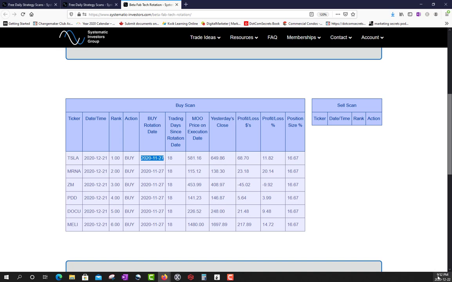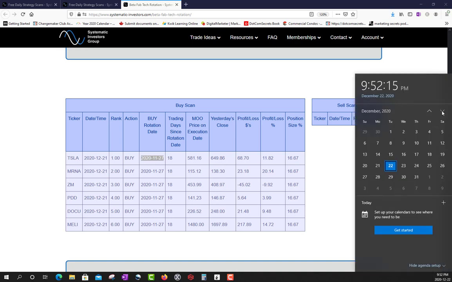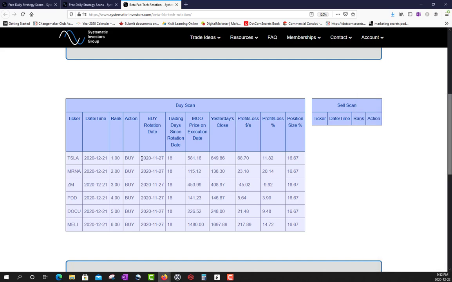So you can see here, November the 27th was the buy day. So it would have ranked the strategy and developed the signals on the 26th. That is 3 trading days before the end of the month. So you have the 30th, the 27th, the 26th. This is the date that the strategy would have been ranked and the signals generated, and then we would have bought the next day on the market open, which was the 27th. So if we follow that logic, the buy rotation date was the 27th.